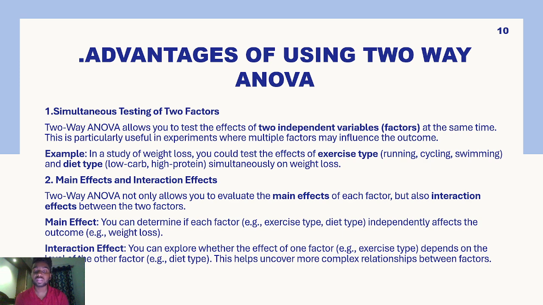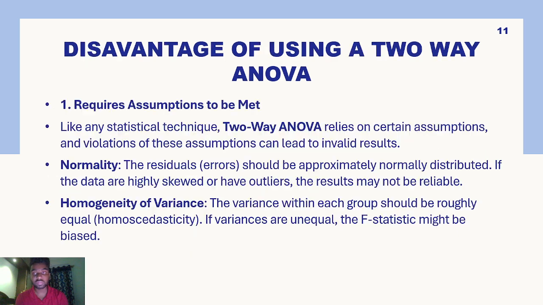Main effect and interaction effect. Two-way ANOVA not only allows you to evaluate the main effect of each factor, but also the interaction effect between the two factors. Main effect: you can determine if each factor, example exercise type, diet type, independently affect the outcomes. Interaction effect: you can explore whether the effect of one factor, example exercise type, depends on the level of the other factor, example diet type. This helps uncover more complex relationships between the factors.